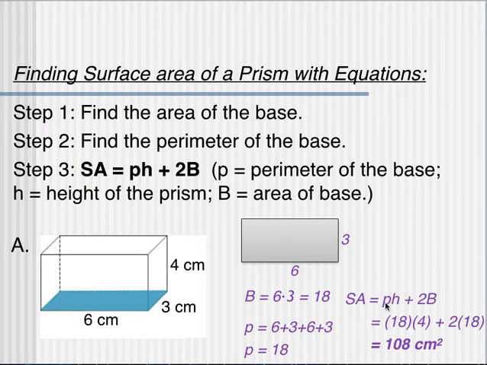Surface area equals perimeter, which is 18, times height of the whole prism, not height of the base, height of the whole prism, the 4, the one number we haven't used yet, plus the area of two bases, which is also 18. Because it's an area problem, it's units squared, 108 centimeters squared.